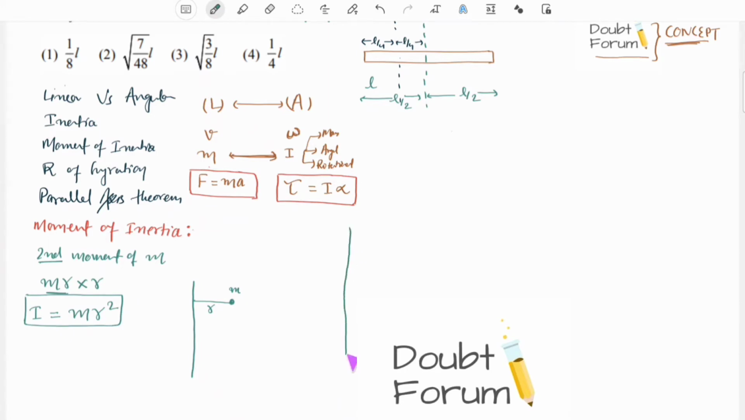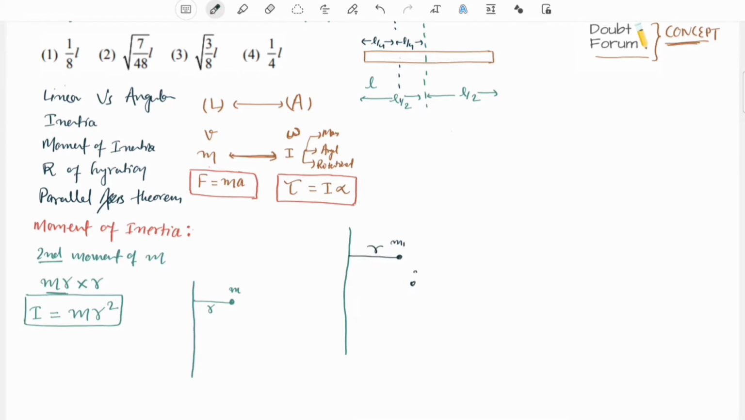Any body is made up of an infinite number of small particles. Suppose m1 is a particle at a distance of r1, m2 is a particle at a distance of r2, m3 is a particle at a distance of r3, and so on. So the total moment of inertia about this axis A for this body would be the sum of the moments of inertia of all the individual particles, which are infinite in number.